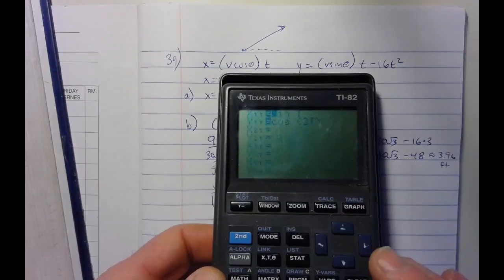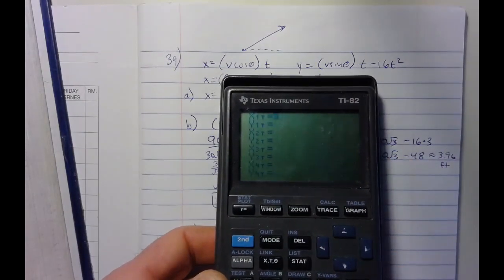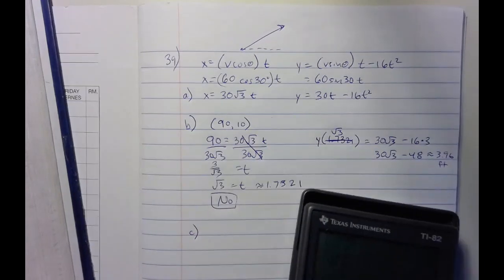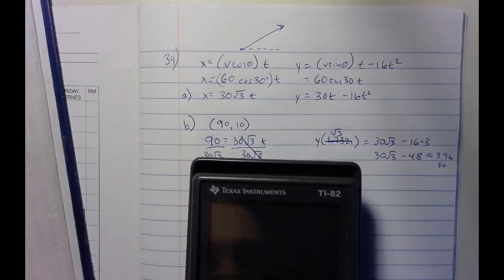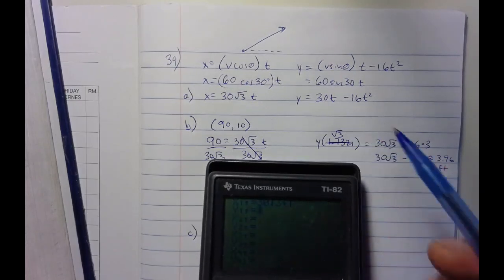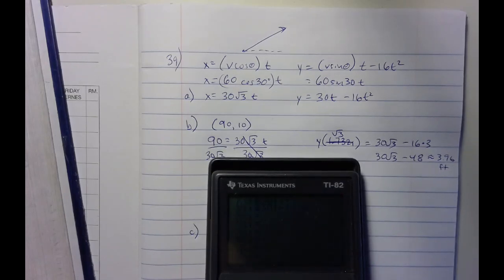Then when you go back to y equals, you're going to have equations there, so you can get rid of those and put your equations right in there. This can kind of show you the path it's going to take. So my equation is going to be 30 square roots of 3 times t for the x, and for the y I'm going to put 30t minus 16t squared.